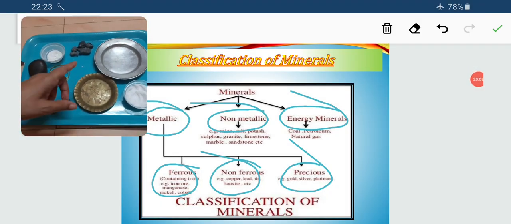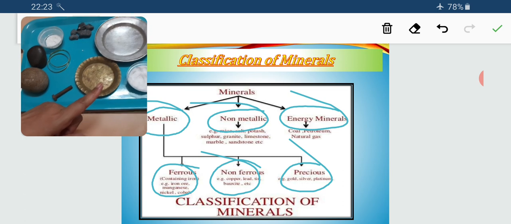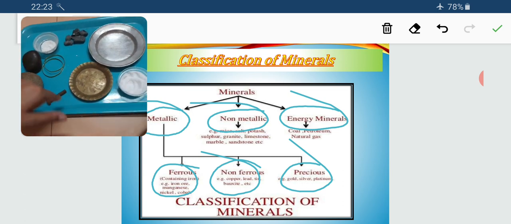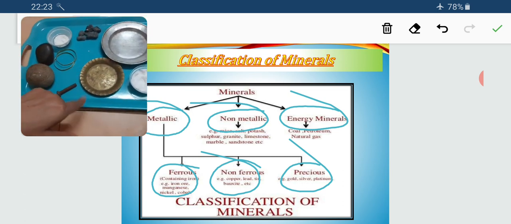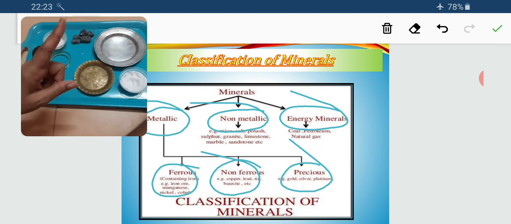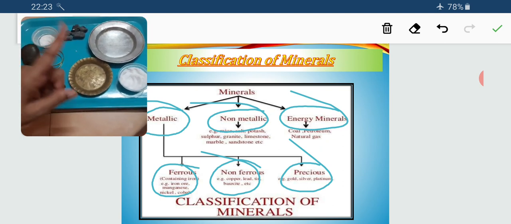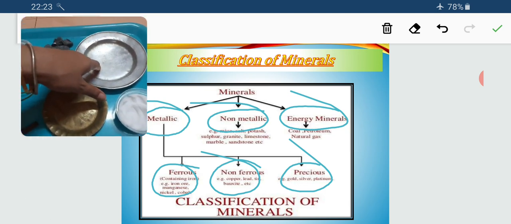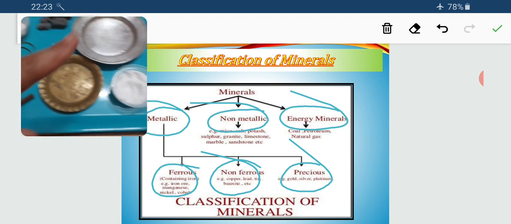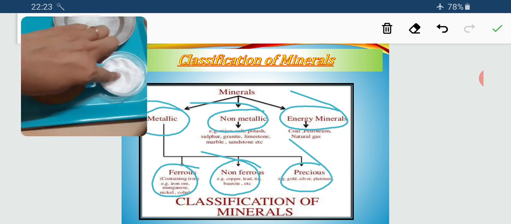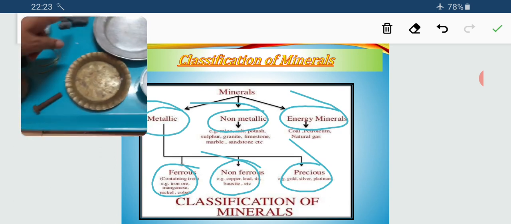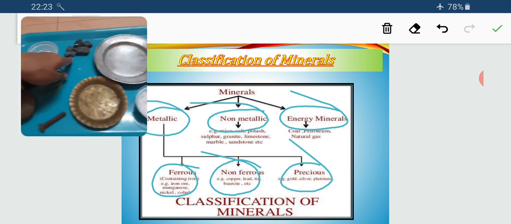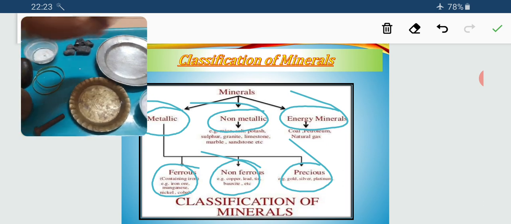Now once again I am just showing the classification of the minerals with these things that I have already displayed beforehand. Now the three are: number one, metallic. You can see all these are metallic minerals. Number two, non-metallic. These are non-metallic minerals. And number three, energy resource. This is energy resource. Okay.